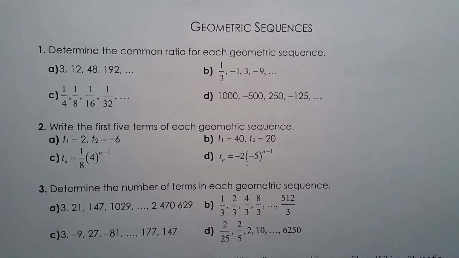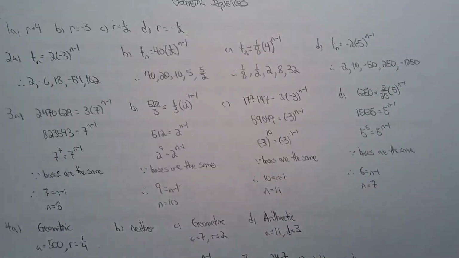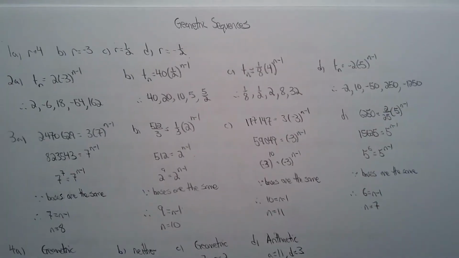In this video, we'll take up the homework sheet on geometric sequences. So for the first question, it asks me to find the common ratio for each geometric sequence. You can take any pair of successive terms and find the common ratio. For example, for the first sequence, you can say 12 divided by 3, and you'll know that the common ratio is 4.